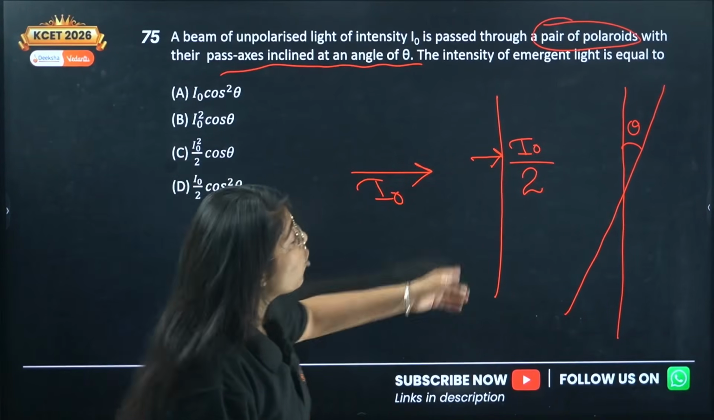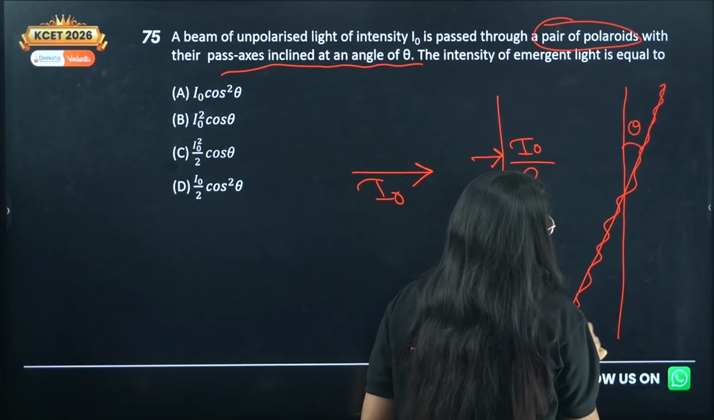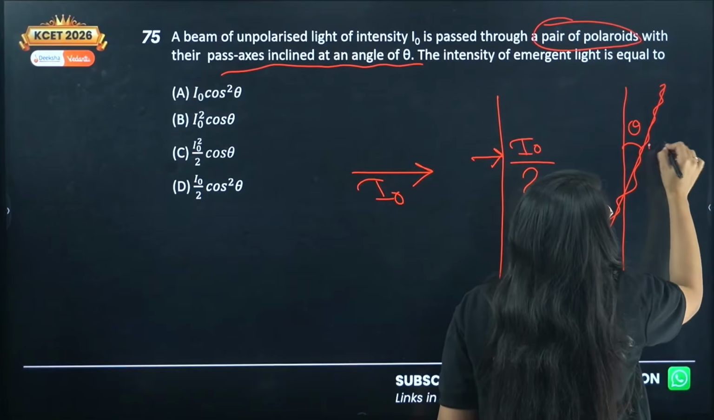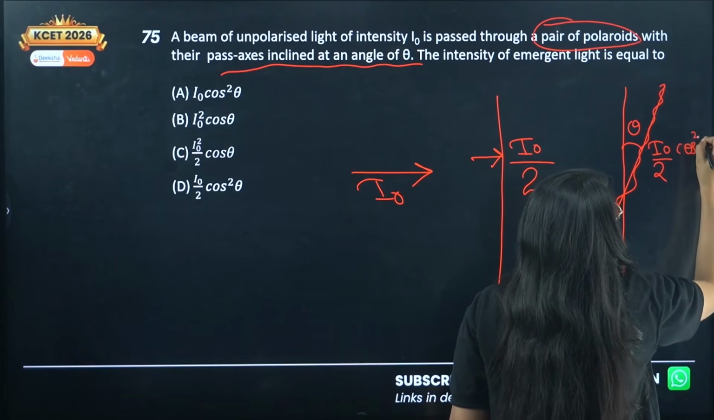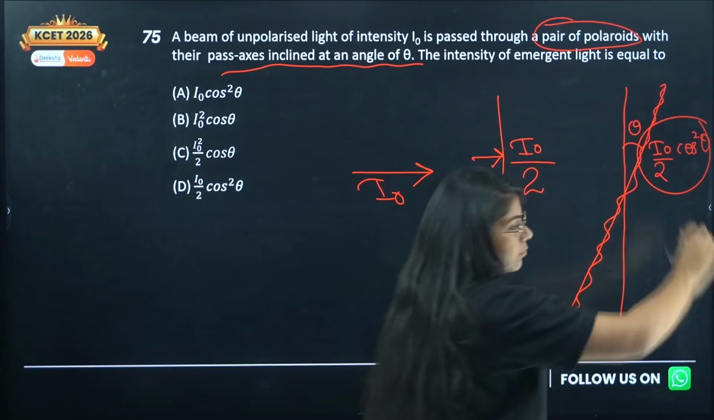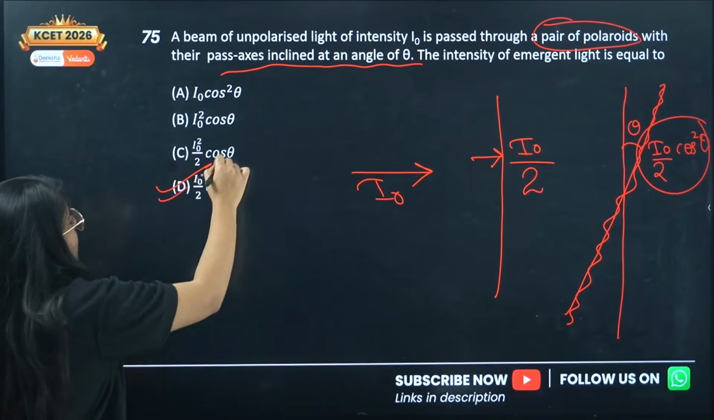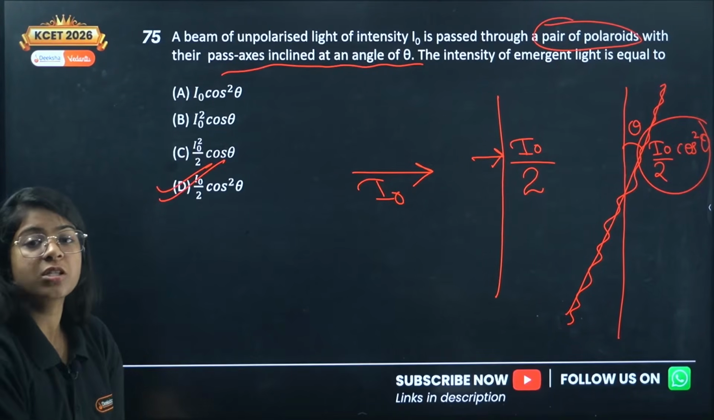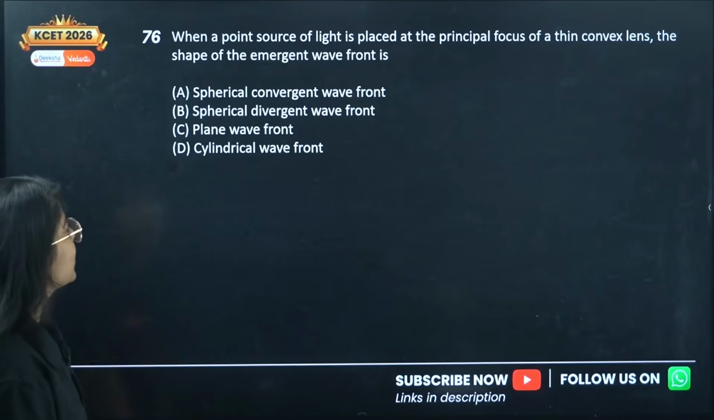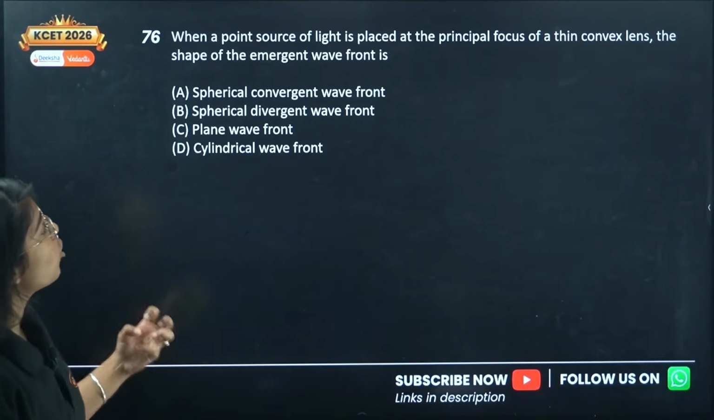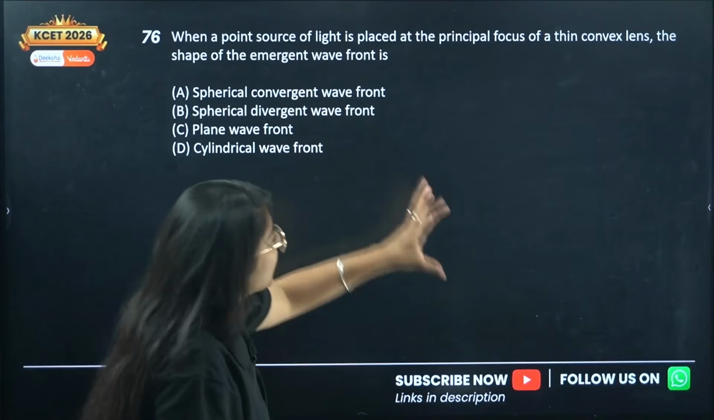Correct? Now when it passes through the second polarizer, this will become I naught by 2 cos square theta. Correct? So the correct option is D, that is I naught by 2 cos square theta. Understood?